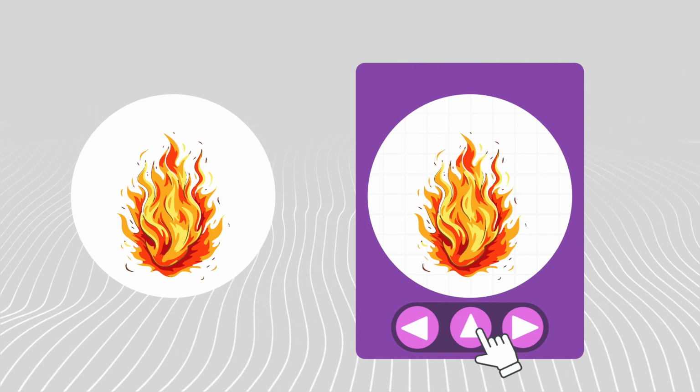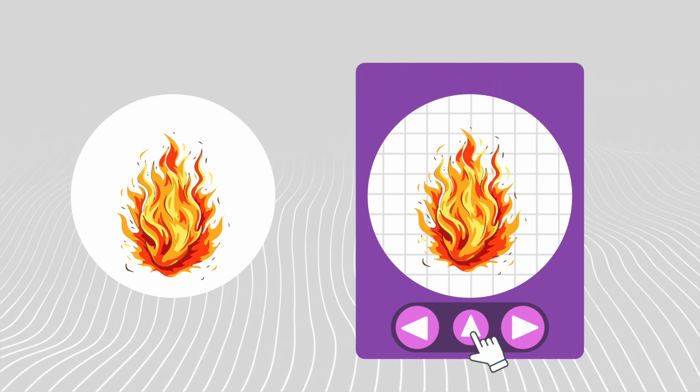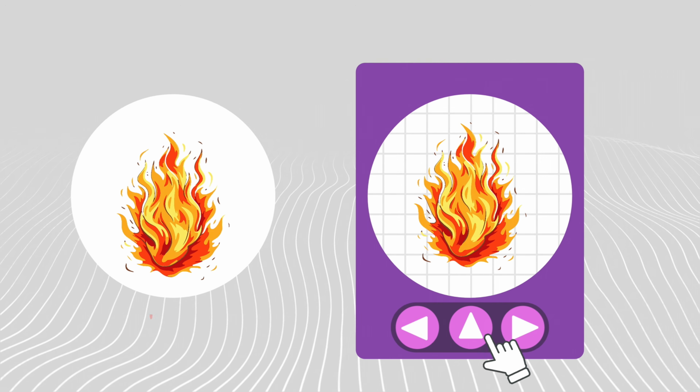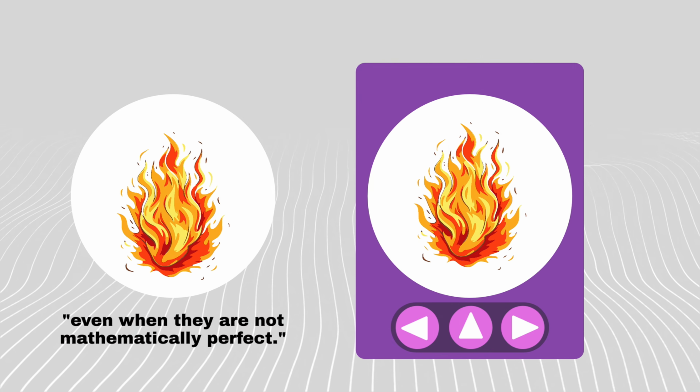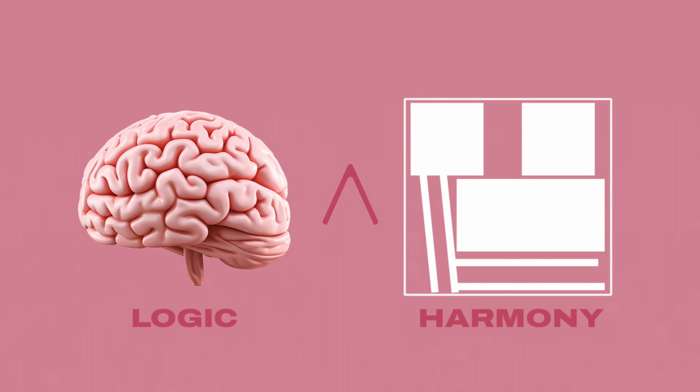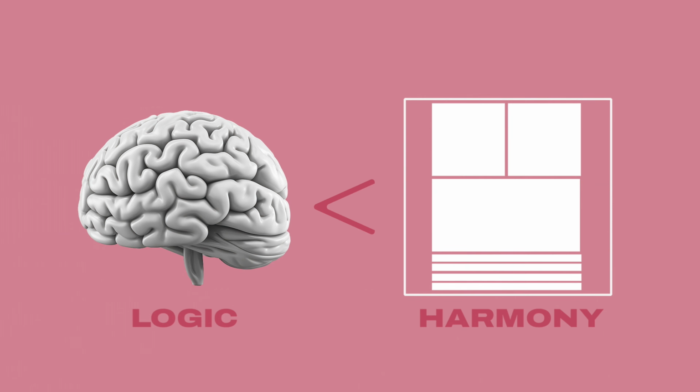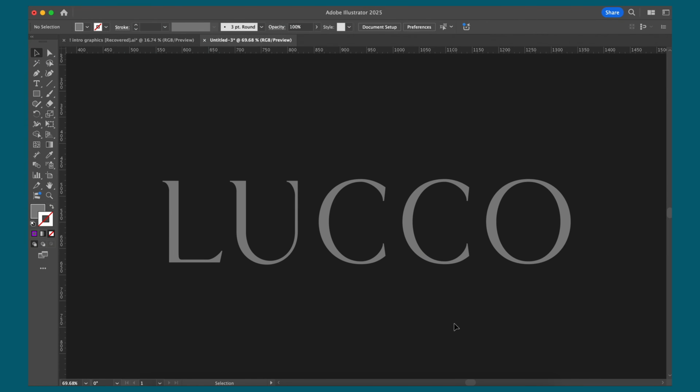These are subtle tweaks designers make to letter forms to ensure they look quote-unquote right, even when they're not mathematically perfect. You see, human perception isn't ruled by logic, it's guided by harmony. And you will want to know how this works and why it is actually a game changer for you and your typography. So, take a look at this typographic logo. It looks pretty normal, right?